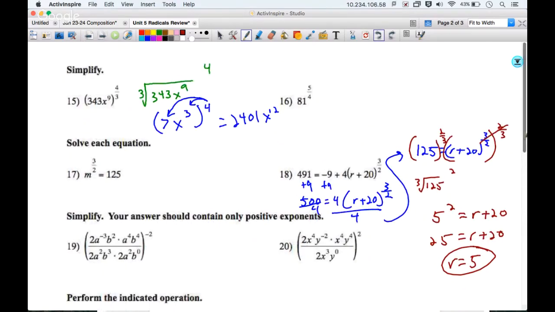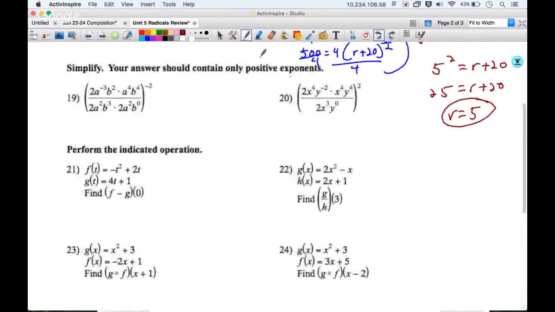All right, simplify, and it gives us this clarification here. Your answer should contain only positive exponents. So if we ever have an exponent that's negative, we'll just put it into the denominator and it will become positive. That's the trick to getting only positive exponents. Maybe we'll see that in one of these. They look pretty similar in complexity. I'm just going to do 19. Maybe it looks a little bit harder.